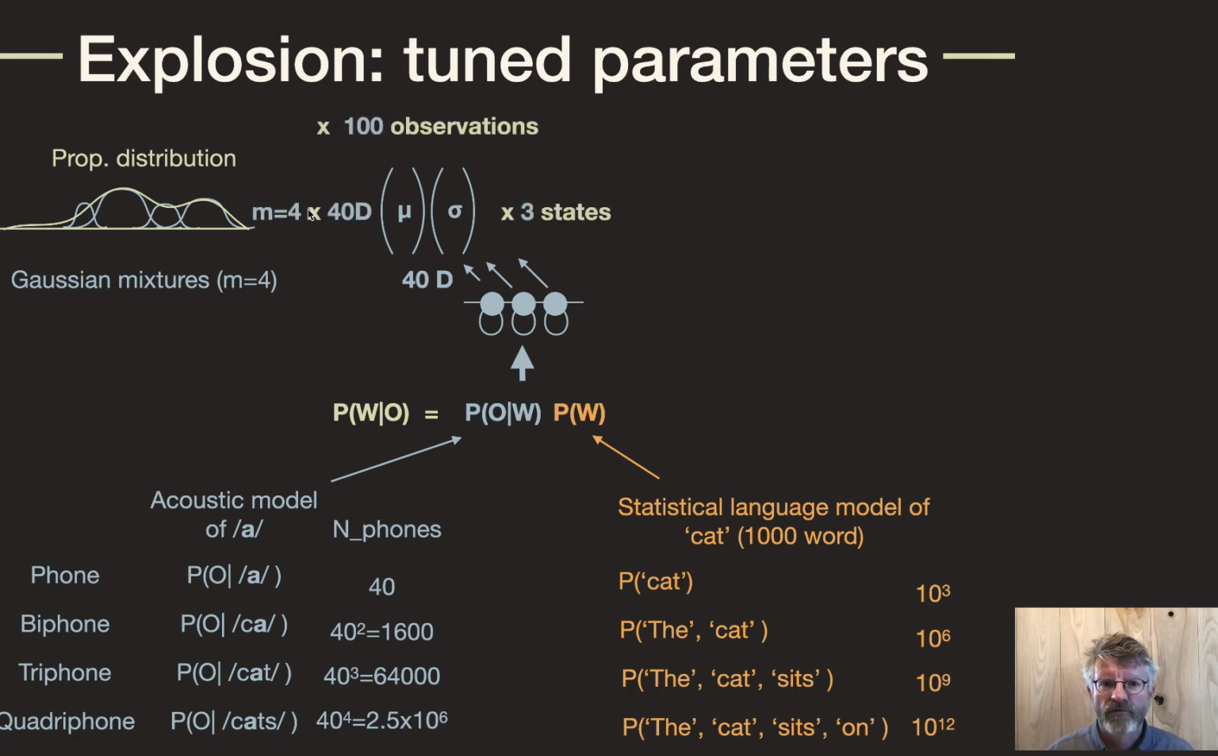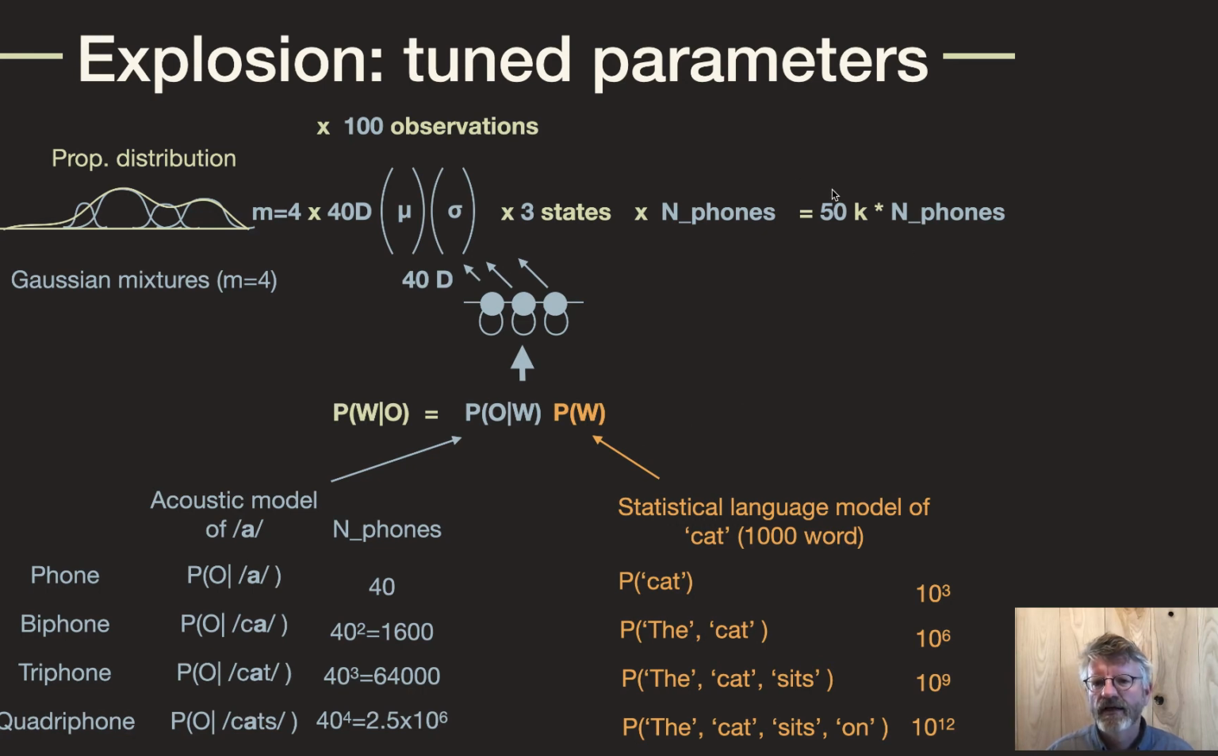And we have to do that for 40 dimensions, and in order to say something sensible about each of these mixtures, we need about 100 observations to figure out what is the proper average and what standard deviation. And we have to do that not only for this state, but also for this state and this state. So we can multiply that with 3. And we have to do that for all the sounds in our lexicon, depending on how well we are modeling.